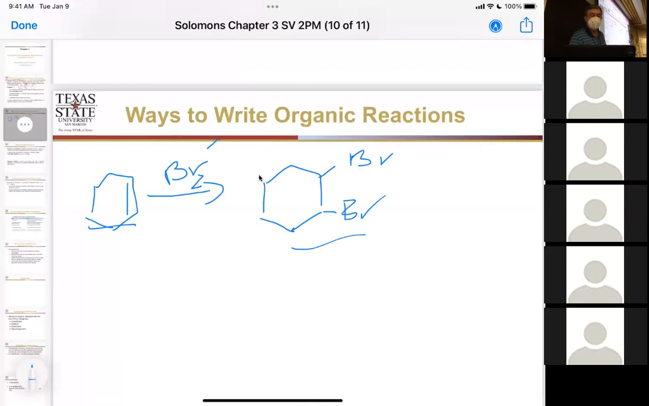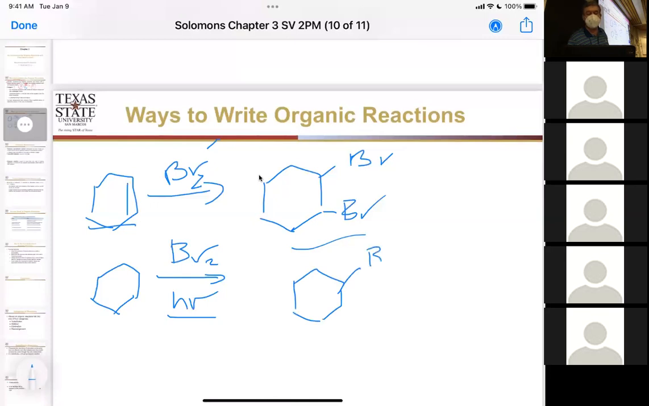But what if instead of doing that, we had this and this? Notice we don't have a double bond anymore. And we do H nu. That H nu is telling us we have something else going on. That's telling us we have light. We don't have a double bond. We took bromine and got rid of the double bond. Here, we're not doing that. We have different information, and as a result, it gives us different products.